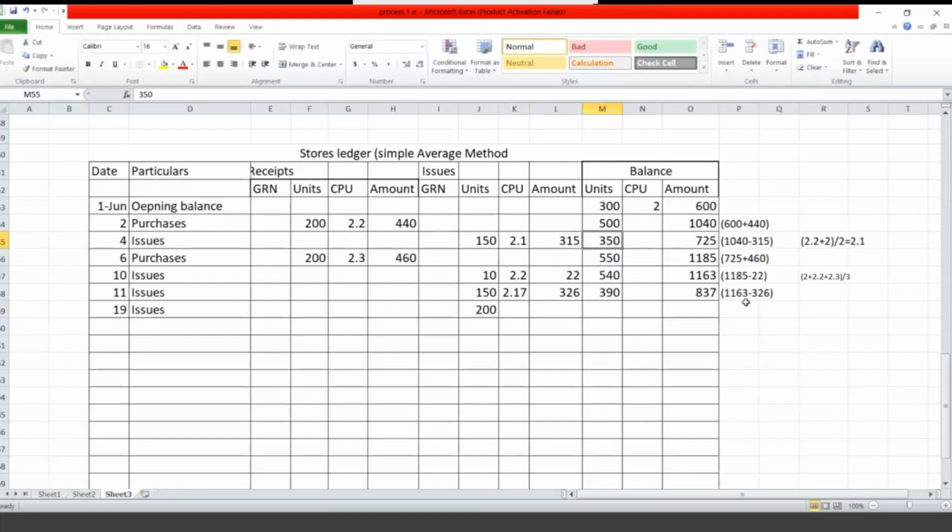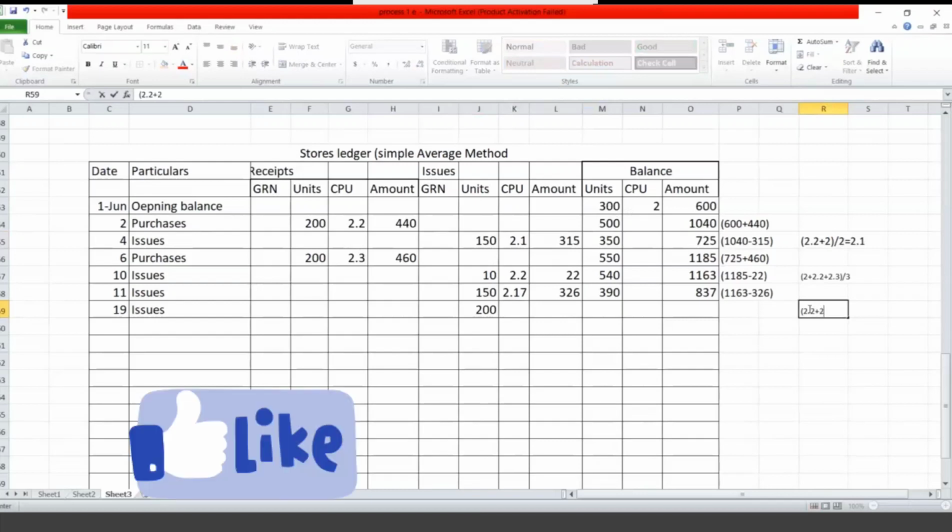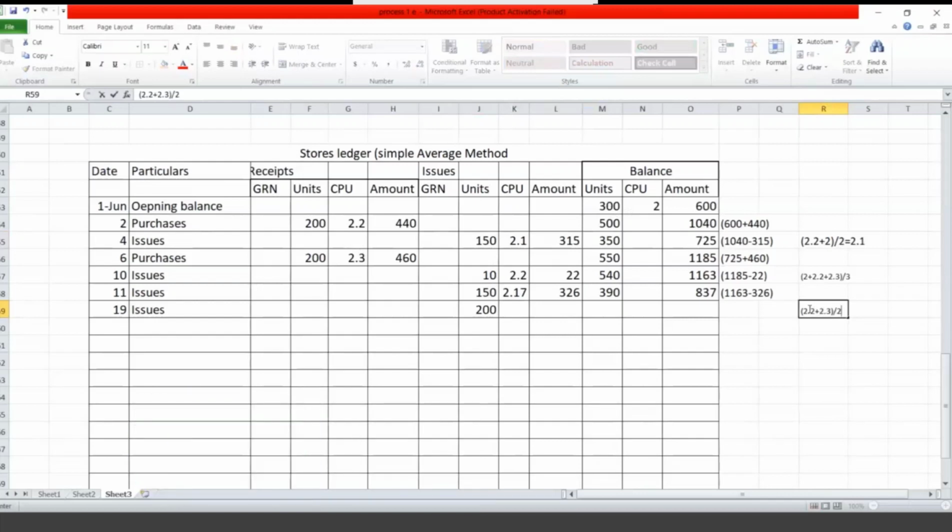Now how will you find out? 2.2 plus 2.3 divided by 2. How much will you get? 2.25. So now 200 into 2.25. How much will you get? 200 into 2.25, it is 450.